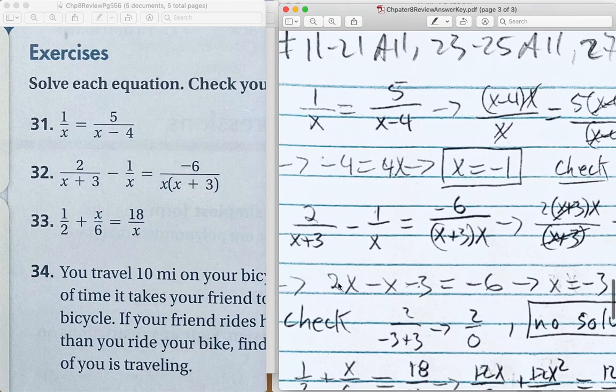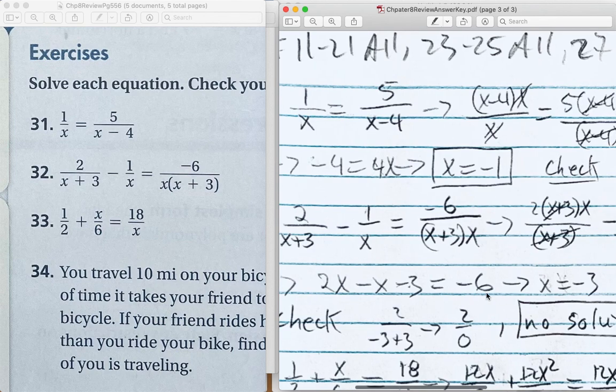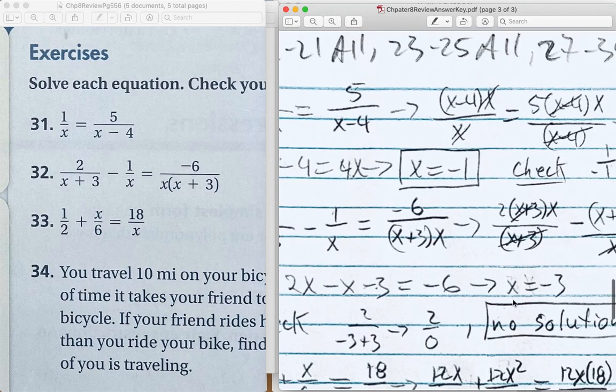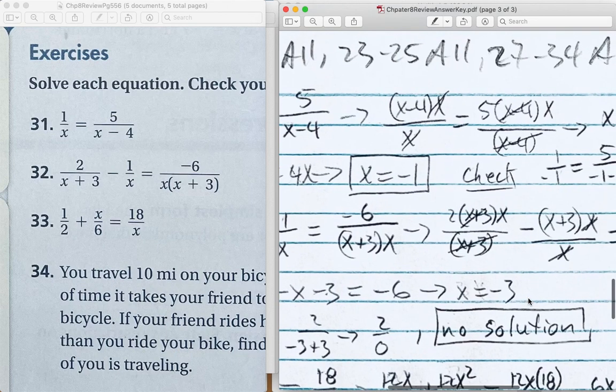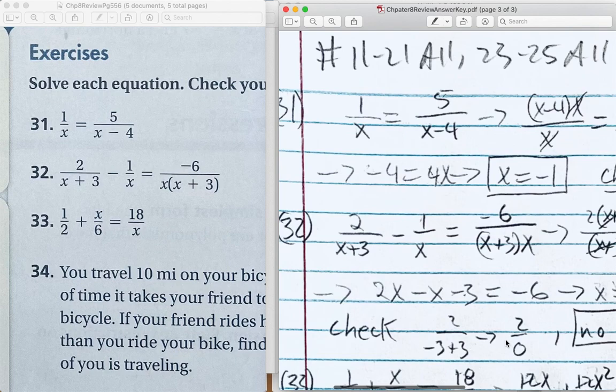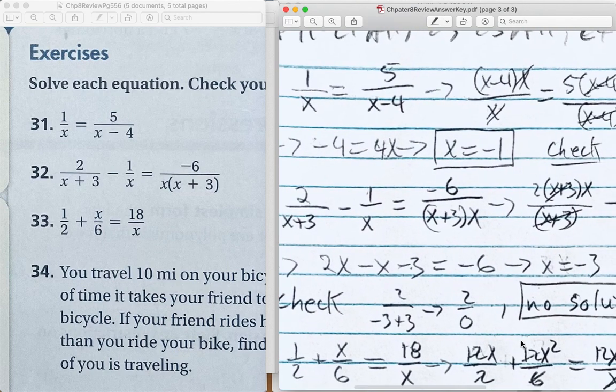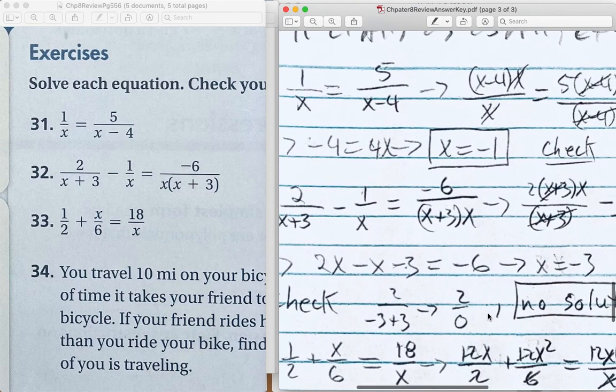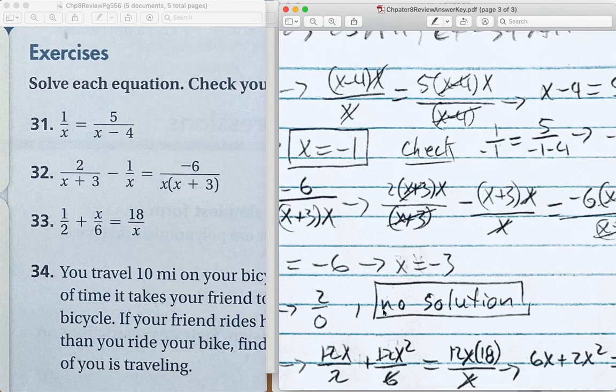So then it's renamed to 2x minus 3 equals negative 6. Combine the x's, I have x, add the 3 to both sides, x equals negative 3. I check to see if this works. I plug in negative 3 and I get a 0. We can't divide by 0, so that means we have no solution, y'all. Does not work.